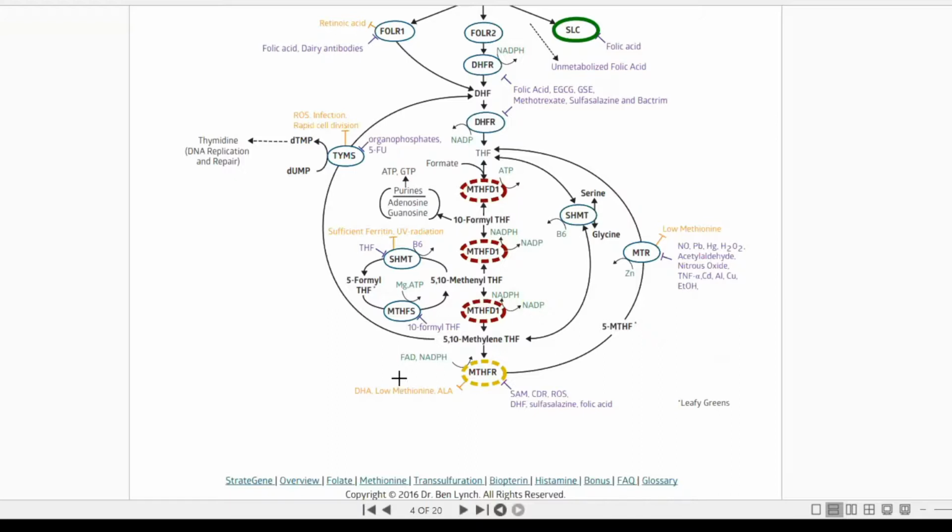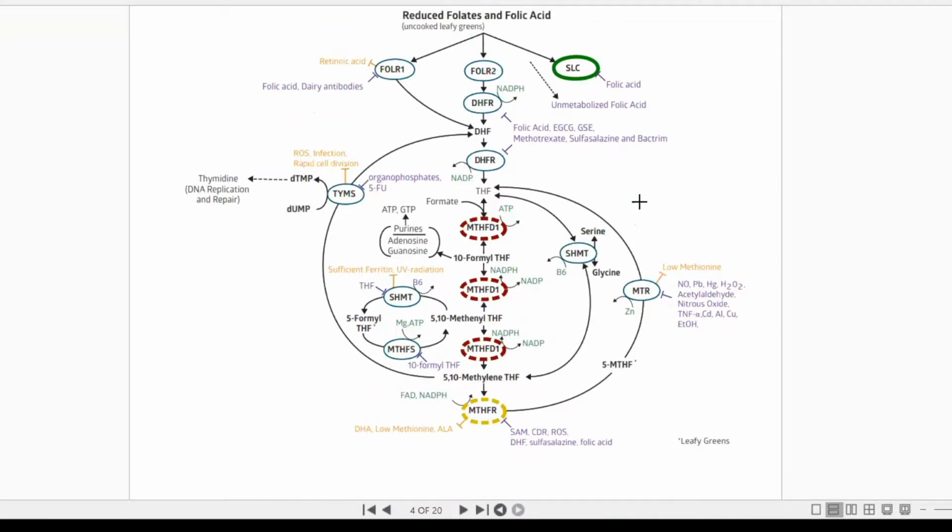So what's really key here is looking at a lot of these greens, which are cofactors that we need. And looking even on some of these side parts of this pathway, what are cofactors needed here? What are things that slow it down? Like here, we've got nitric oxide, lead, mercury, hydrogen peroxide, these kinds of things, the TNF alpha, copper, aluminum. So these things will slow down MTR, which is what comes after MTHFR. And MTR is really important because that's what helps connect to the rest of the methylation pathway.